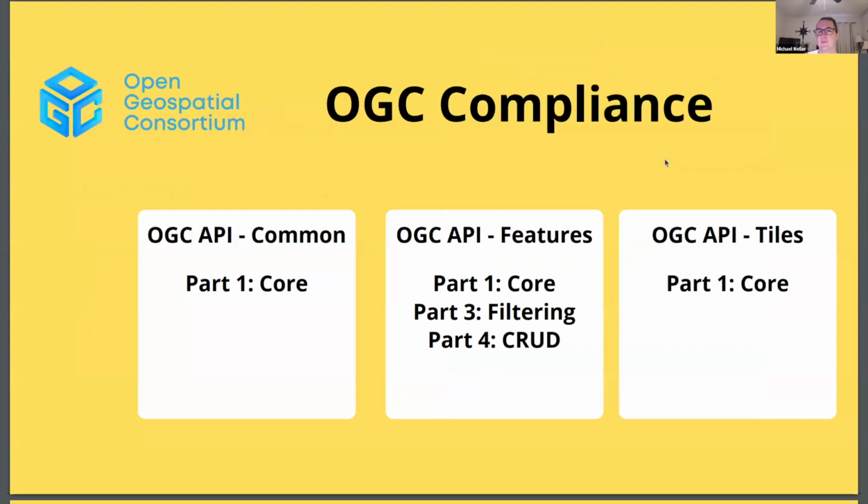In terms of OGC compliance, across the board it follows the core for all three of Common, Features, and Tiles. Specifically for Features, I allow Part 3 for filtering, and Part 4 for create, read, update, and delete. Going back to Tiles, it just follows Part 1 of core. It doesn't follow Part 2 for multi-projection. I just didn't have time to do that, and at least for me, I didn't feel I had a need for it, so I didn't build that out.